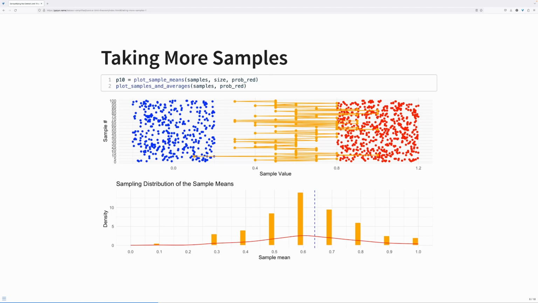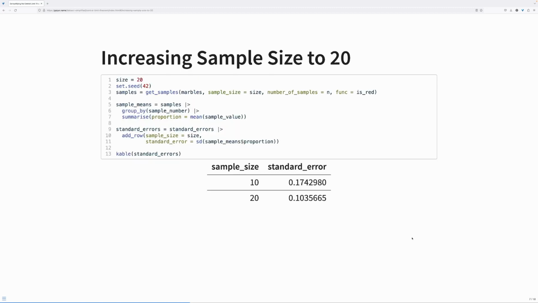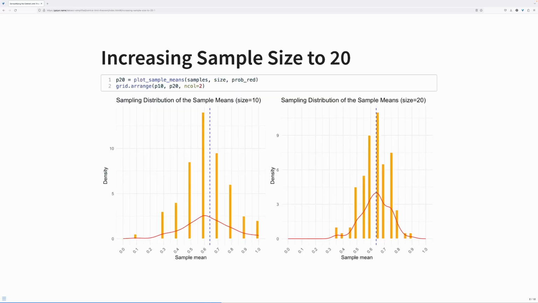So what if we bump up the sample size? Let's say 20. We get the samples and calculate the sample means. The standard error for these sample means is 0.1. It's getting better, right? It's better than 0.17. Let's check the visuals. By doubling our sample size to 20, we have more sample means between 0.5 and 0.8. We don't have any sample means below 0.1, and we don't have any sample means near 1.0. So how about increasing the sample size to 50?